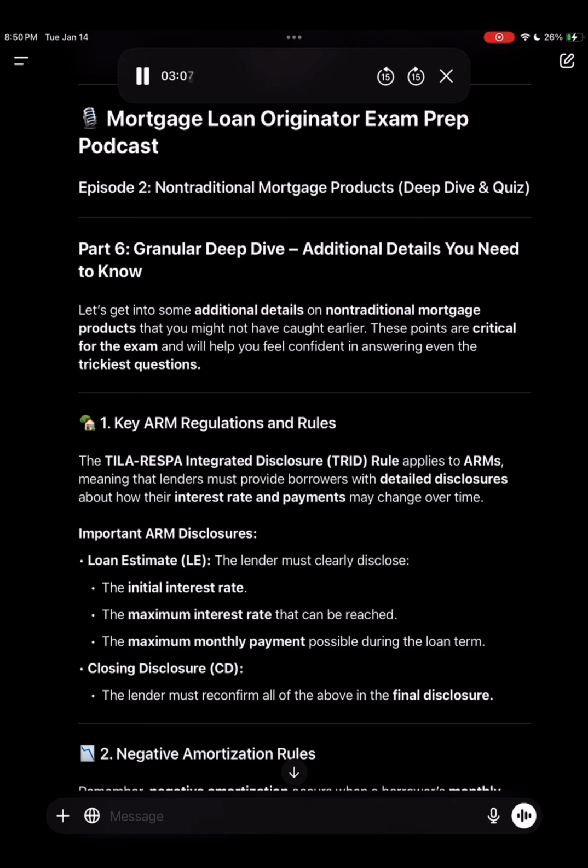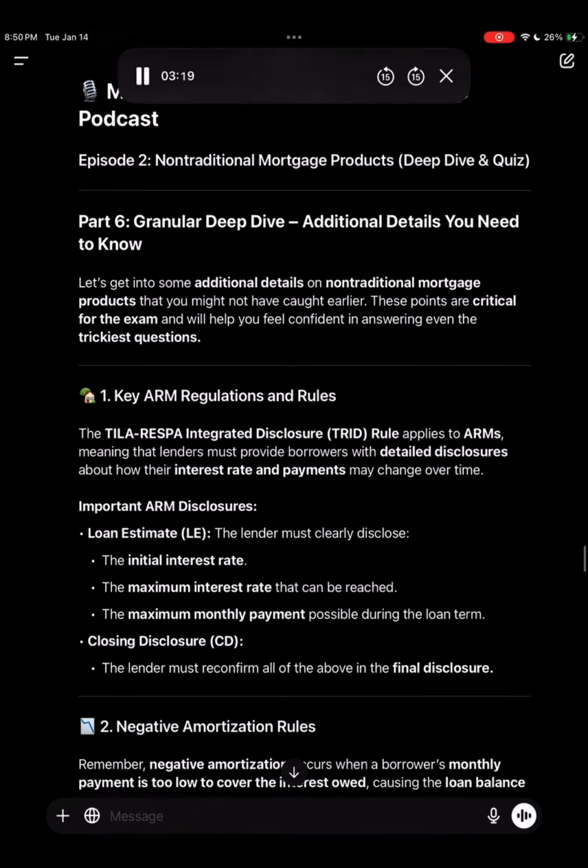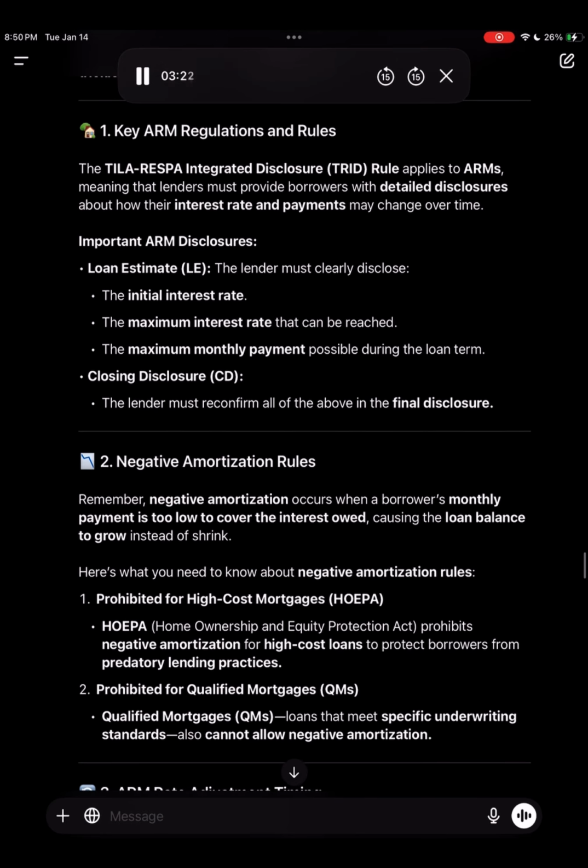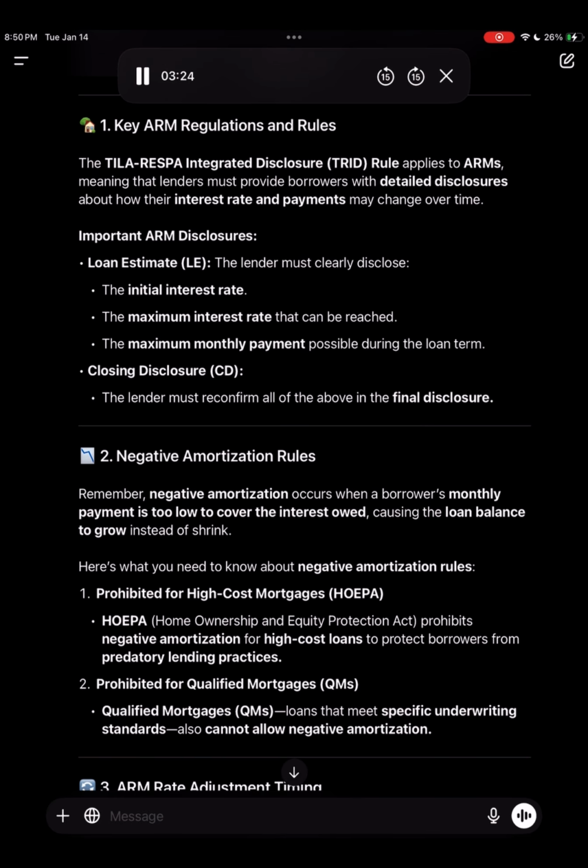Let's get into some additional details on non-traditional mortgage products that you might not have caught earlier. These points are critical for the exam and will help you feel confident in answering even the trickiest questions. 1. Key ARM regulations and rules. The TILA-RESPA Integrated Disclosure, TRID, rule applies to ARMs, meaning that lenders must provide borrowers with detailed disclosures about how their interest rate and payments may change over time.